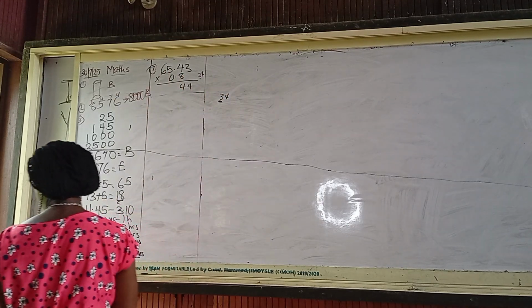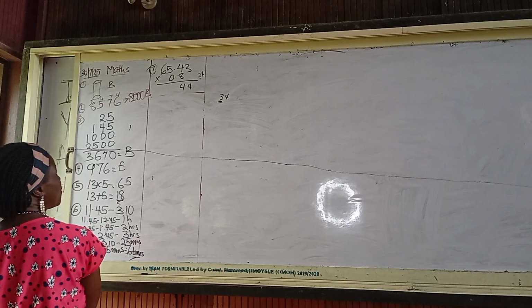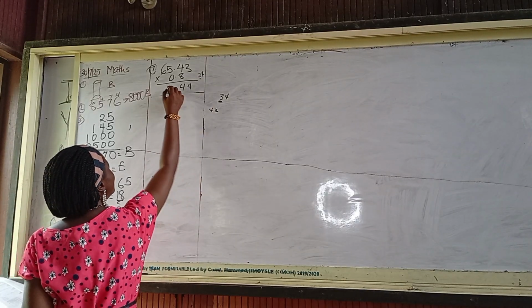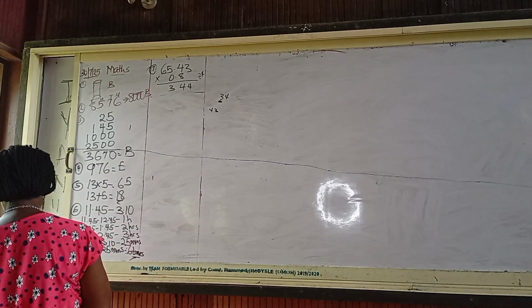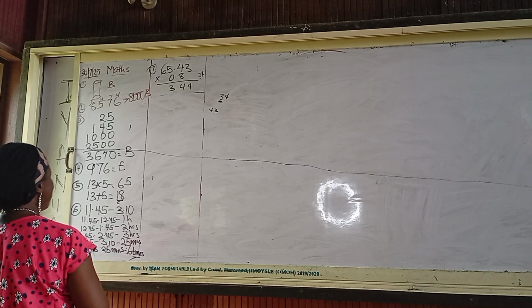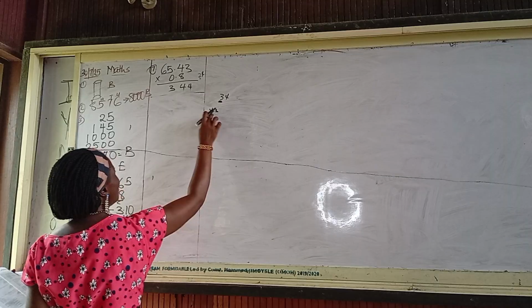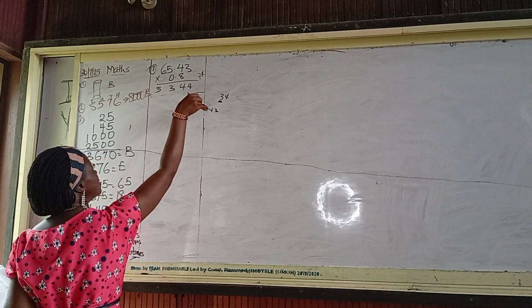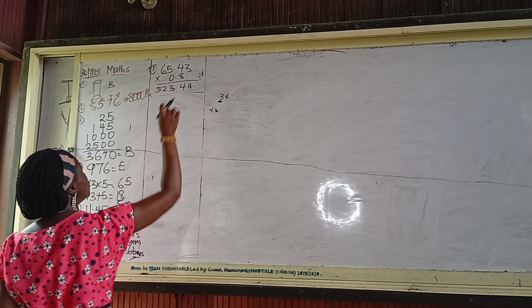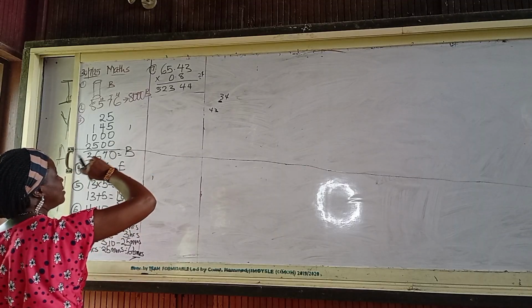8 multiplied by 5, that is 40. 40 plus 3, that is 43. You are writing 3. You are holding 4. And now 8 multiplied by 6, that is 48. 48 plus 4, that is 52. Then let's count to place our decimal.